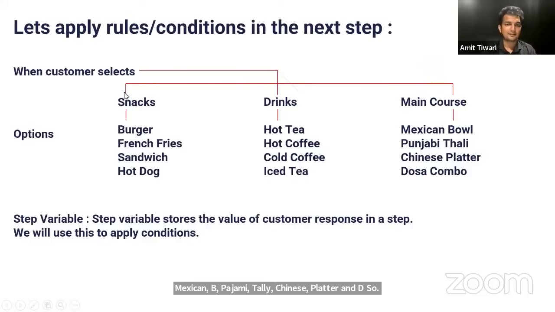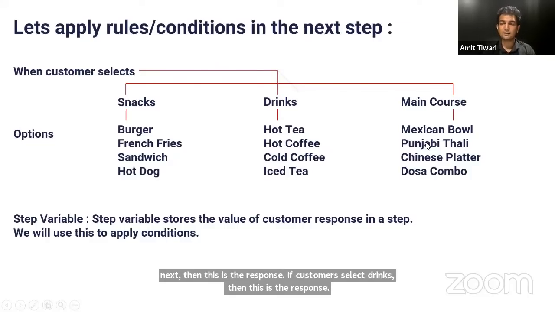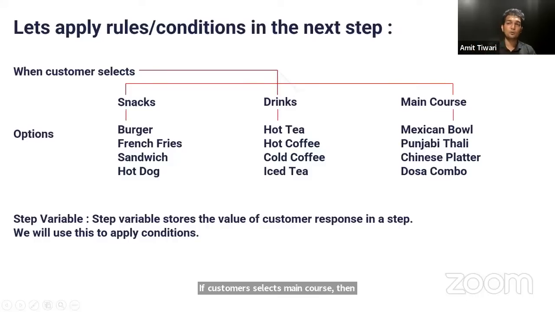If customer selects snacks, then this is the response. If customer selects drinks, then this is the response. If customer selects main course, then this is the response. Okay, so let's apply these rules in our chatbot in the next step.